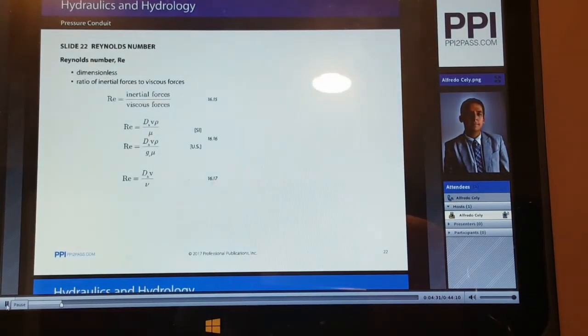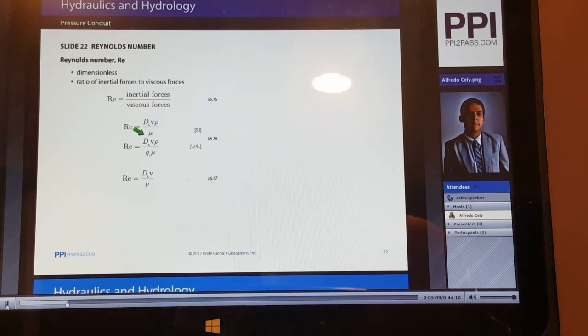Another key concept in pressure conduit analysis is that of the Reynolds number. Inertial force is related to the mass of flow, while viscous force is related to the viscosity of flowing fluids. The Reynolds number is a dimensionless number that is simply the ratio between inertial forces and viscous forces. Inertial forces are proportional to the flow diameter, velocity, and density of the fluid, as we see in the upper part of the Reynolds equation.